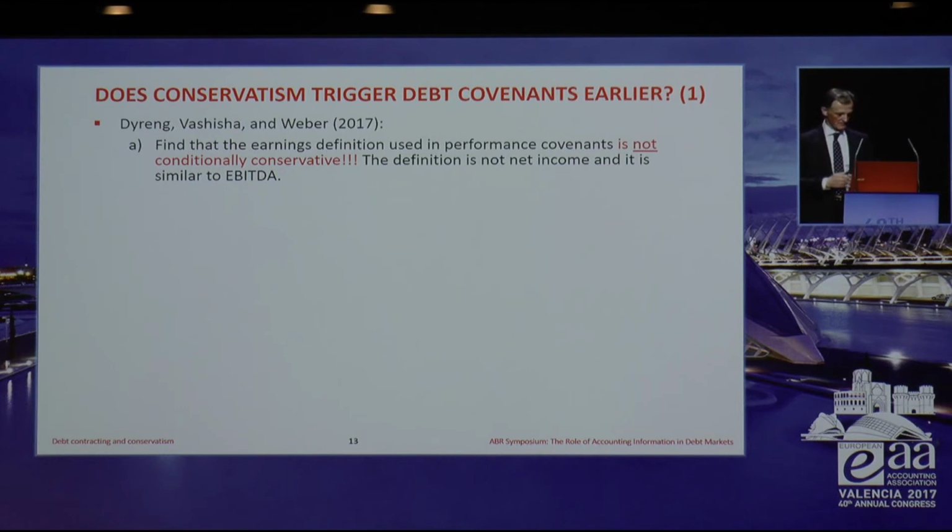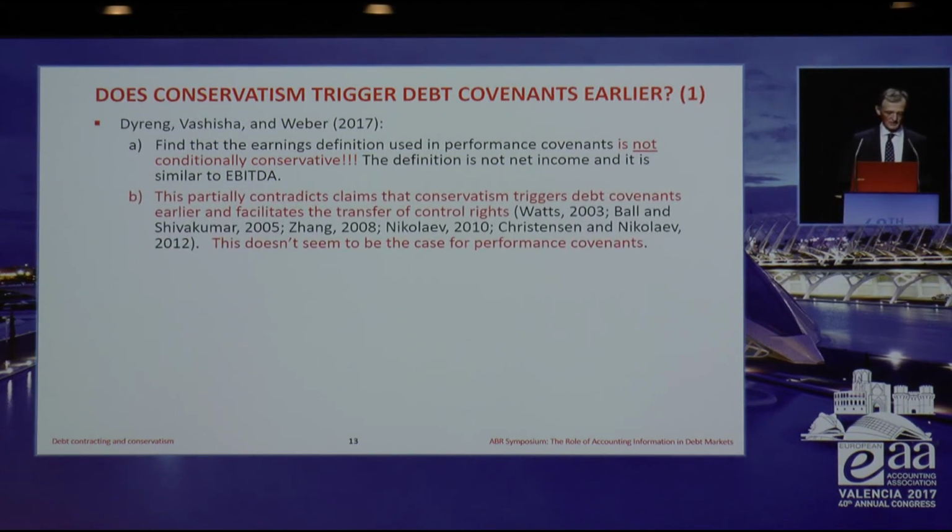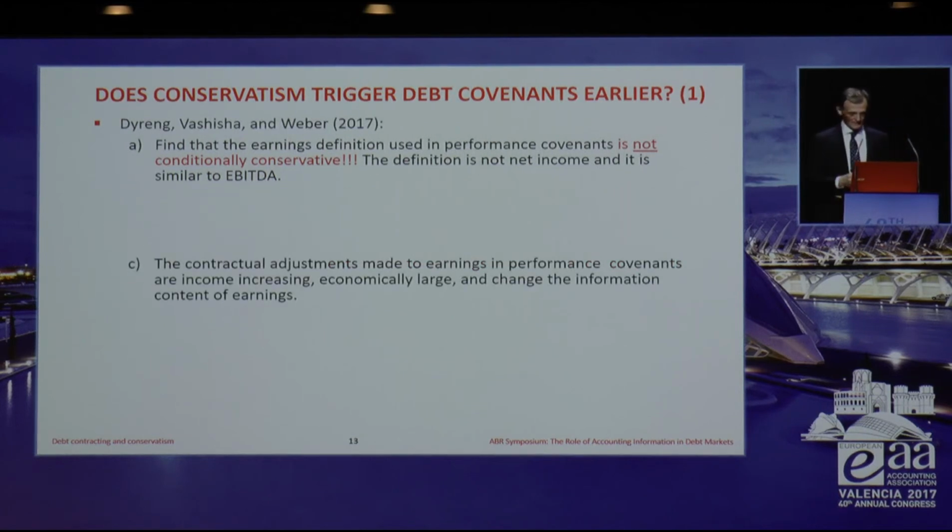And this is surprising, isn't it? Because we thought that the purpose of those covenants is to accelerate the violation of the covenant. Maybe this is the case, but at least this partially contradicts claims that conservatism triggers the covenants earlier and facilitates the transfer of control rights. In this particular case, in the case of performance covenants, this doesn't seem to be the case. So lenders are interested in other properties of accounting numbers other than conservatism in the case of performance covenants. What these authors find is that the contractual adjustments made to earnings in performance covenants are income increasing, are economically large, and change the information content of earnings.